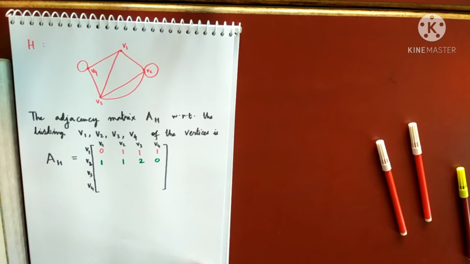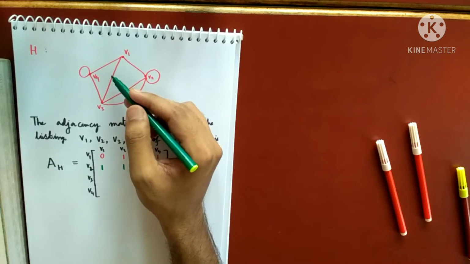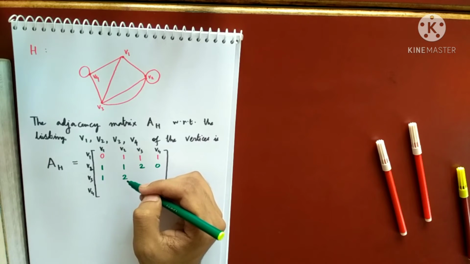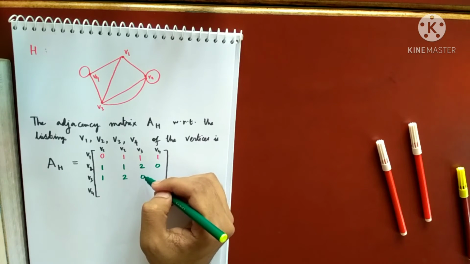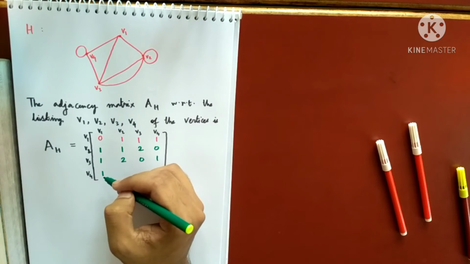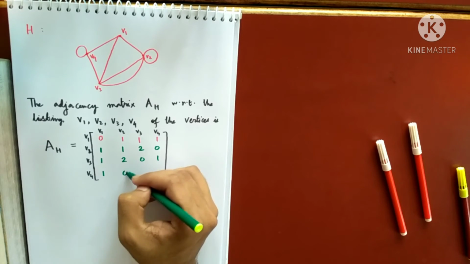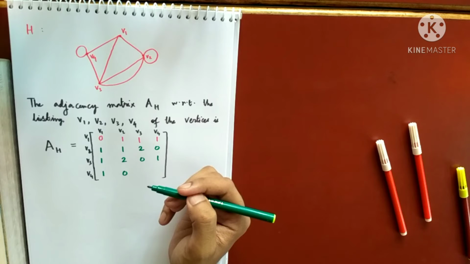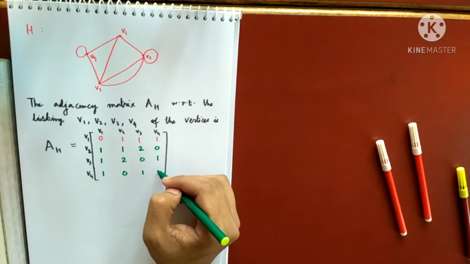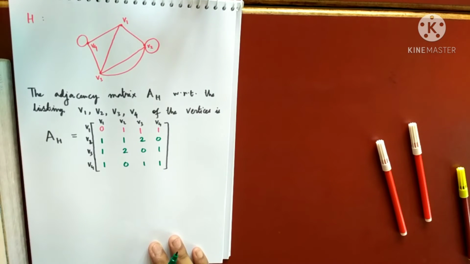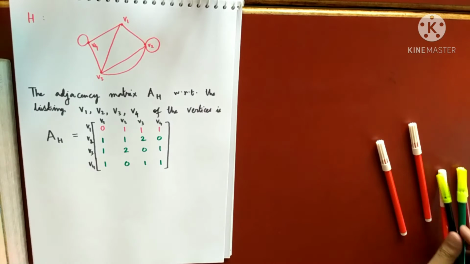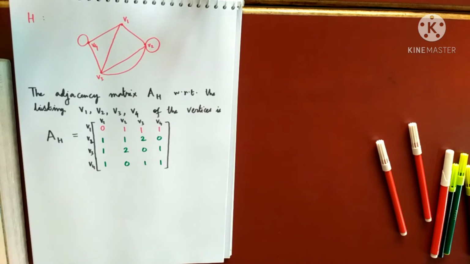Okay, v3. v3 to v1 is 1. v3 to v2, again 2 edges. v3 to v3 is 0, and v3 to v4 is 1. And lastly for v4, v4 to v1 is 1, v4 to v2 is 0, v4 to v3 is 1, and v4 to v4 is a loop, so 1. So this is the matrix for this multigraph.